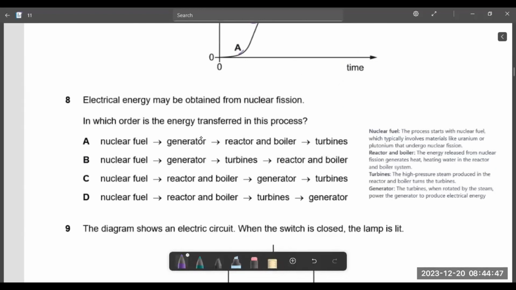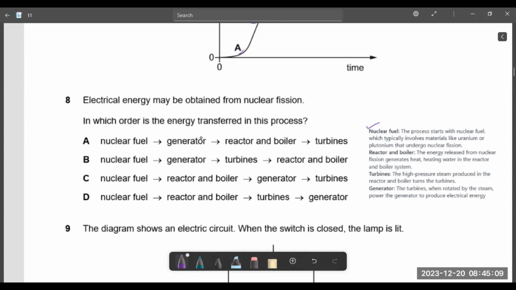The electrical energy may be obtained from the nuclear fission process. In which order is the energy transferred in this process? Starting, it is nuclear fuel. The process starts with nuclear fuel, which typically involves materials like uranium or plutonium that undergo nuclear fission.